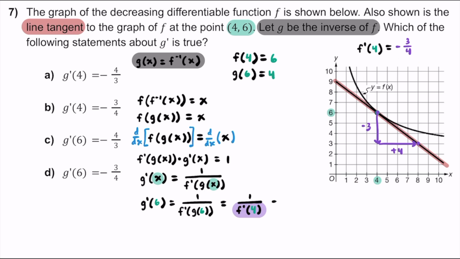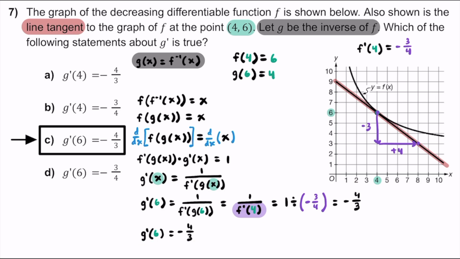If we plug it in, it's going to be 1 divided by negative 3/4. If you divide by a fraction, just multiply by the reciprocal. So this is going to be negative 4/3. Writing this a little more cleanly, we can say that g prime of 6 is equal to negative 4/3. Another way to think about this is that the slope of the tangent line of function g when x is equal to 6 is negative 4/3. Based on that, it looks like we should go with answer choice C. That'll be our answer.